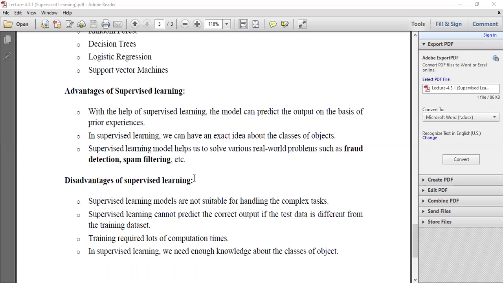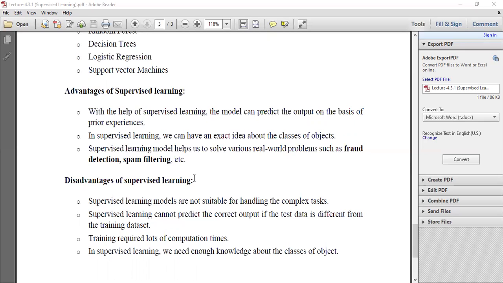Supervised learning cannot predict the correct output if the test data is different from the training data set. Obviously, if your data is different from the training data sets, then obviously the output will be different, because when you have created a model, it is based on your training data set.